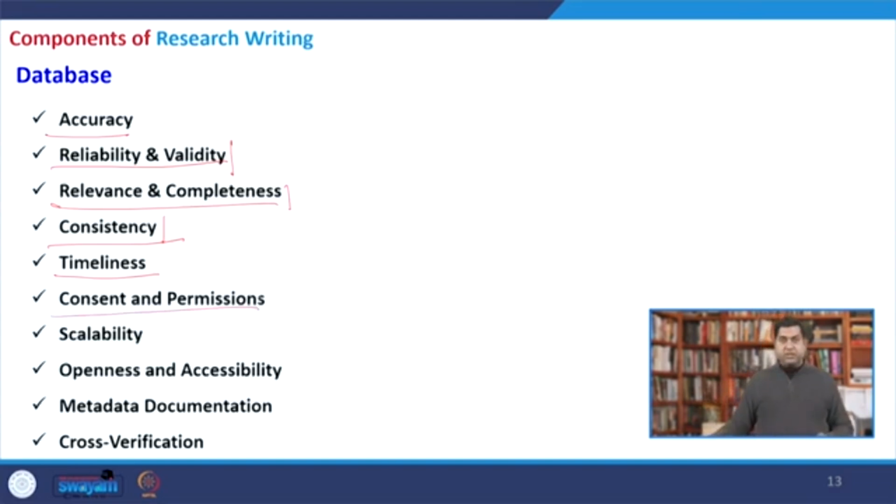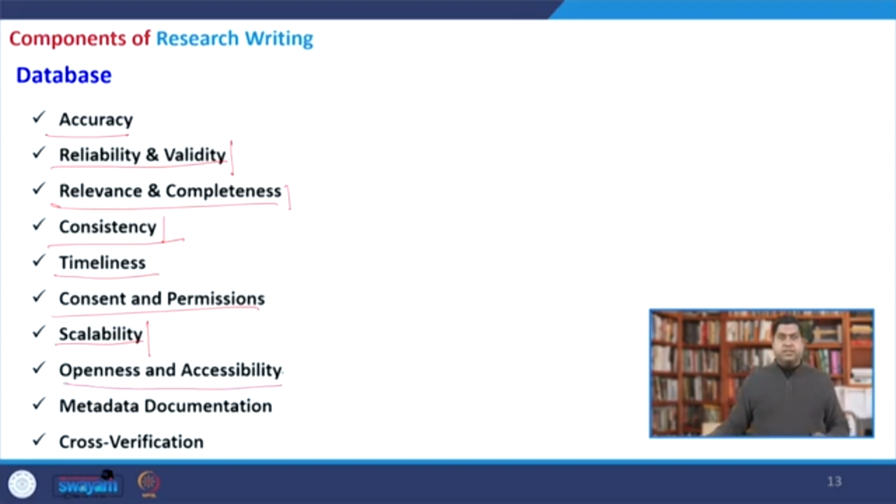Consent and permission also have to be taken into consideration, which is like an ethical approval. Scalability is another one: how you can use the data and at what scale, whether it can only be used at a neighborhood level, or at the district level, or at a national level. So how you can use that data.